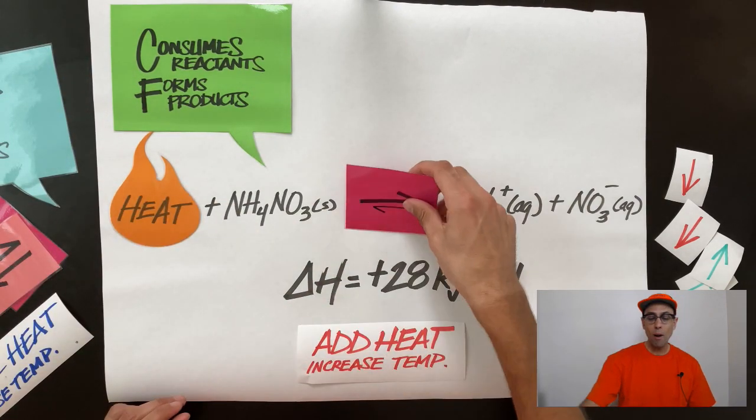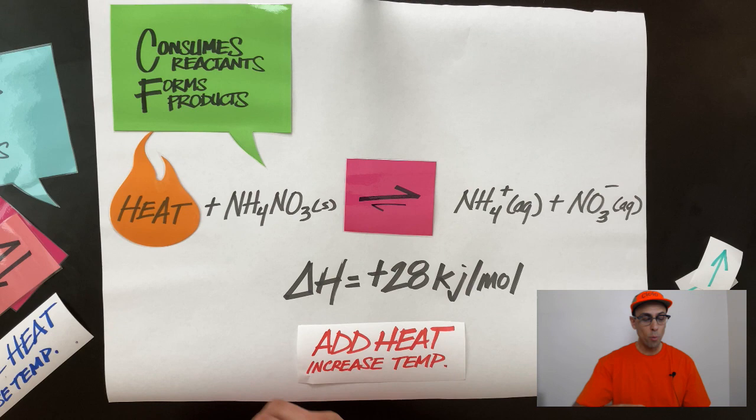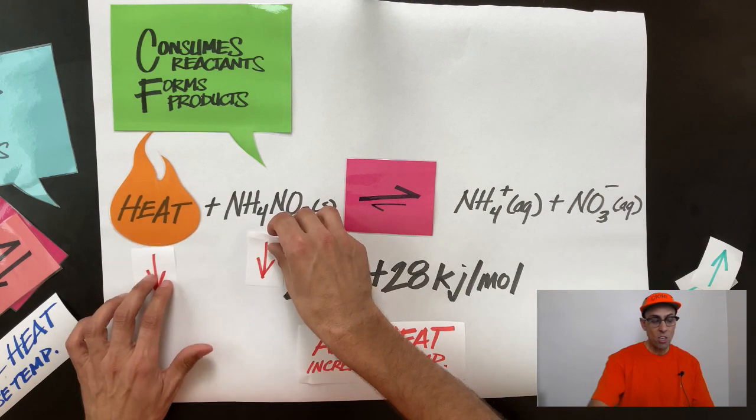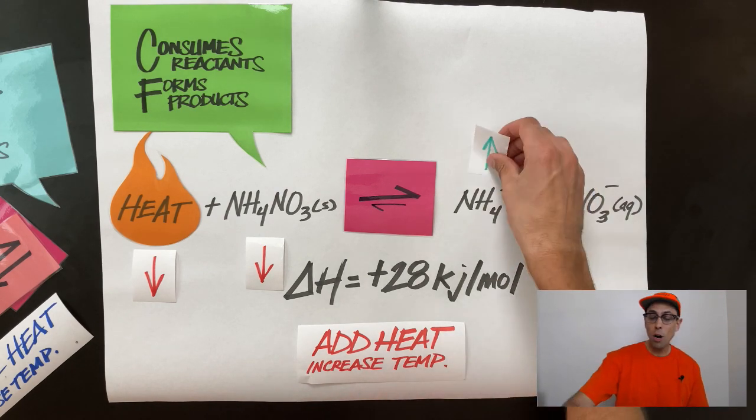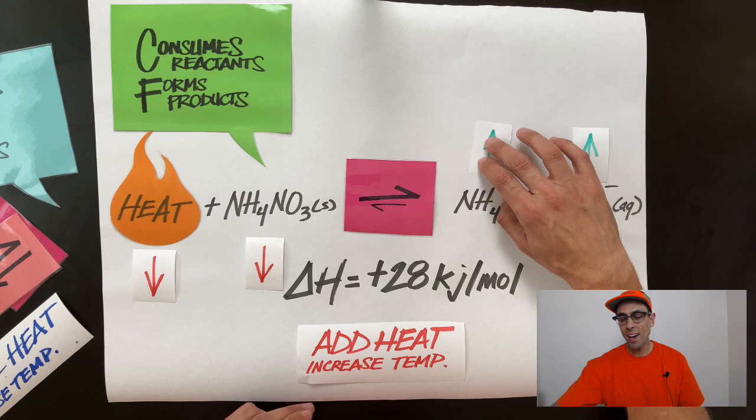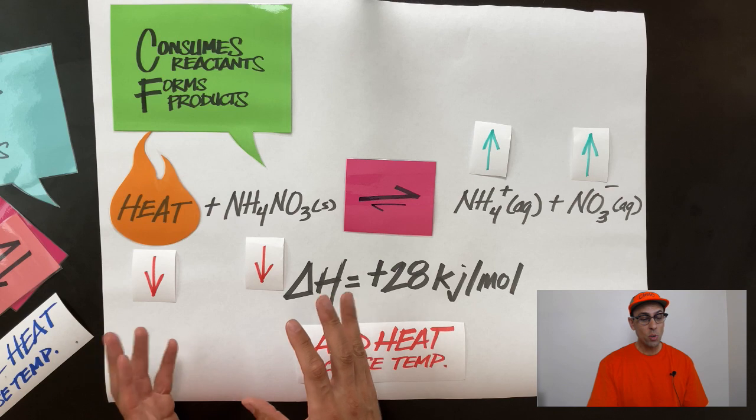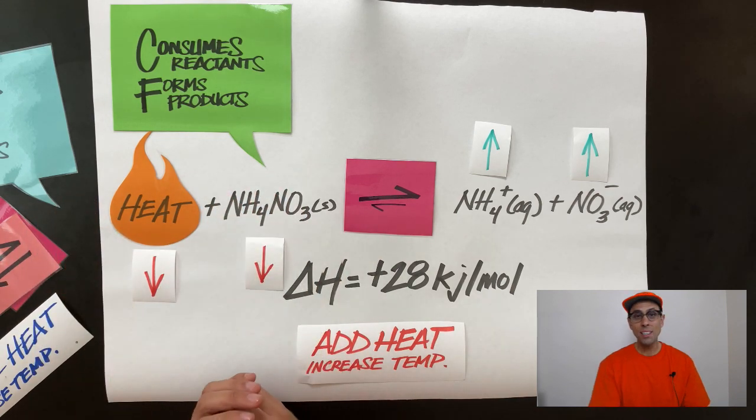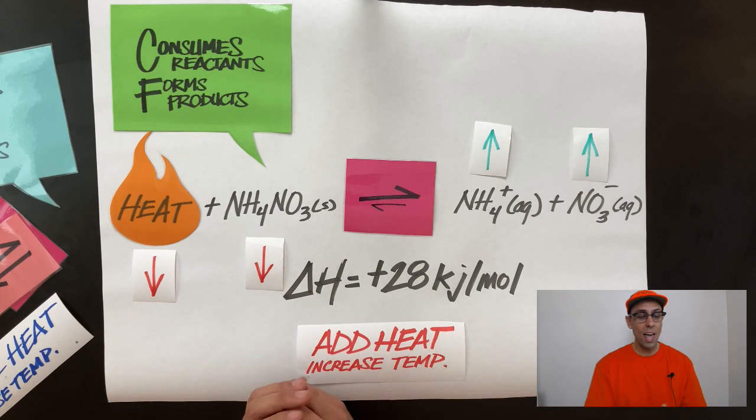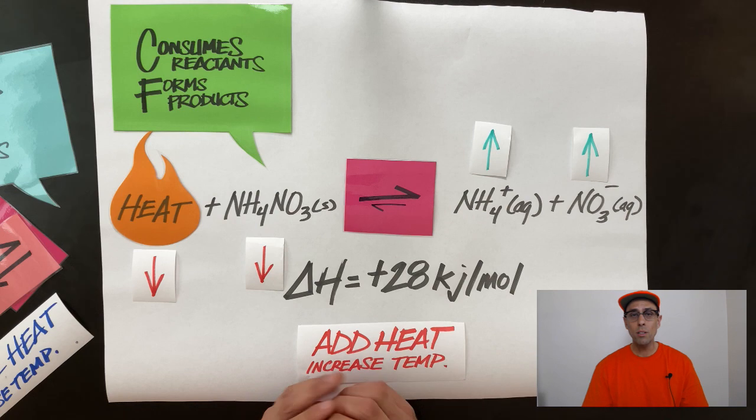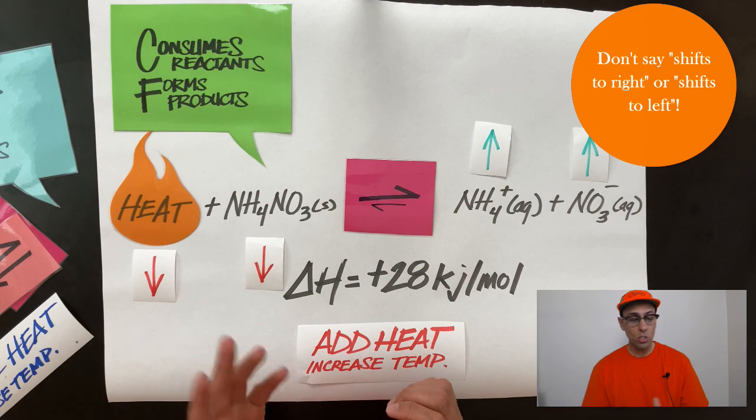So let's switch our arrow so that it favors the product side. And we'll also use these arrows to show that the amount of our heat and our reactant are going to go down as they're consumed, and the amount of our ammonium ion and nitrate ion, they're going to increase. So equilibrium will be reestablished when this reaction consumes these reactants and produces more of the products. And I want to advise everybody, it's really best to use this language, consuming reactants, forming products. We don't want to use directional terms, such as the reaction shifts to the right or to the left.